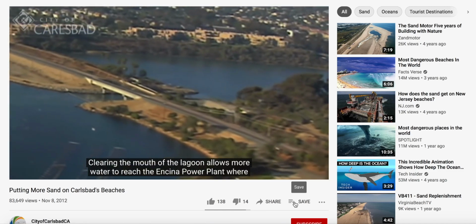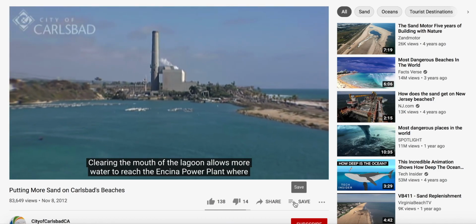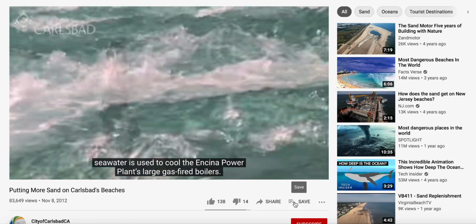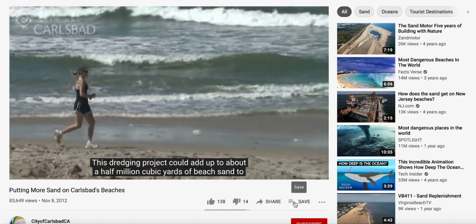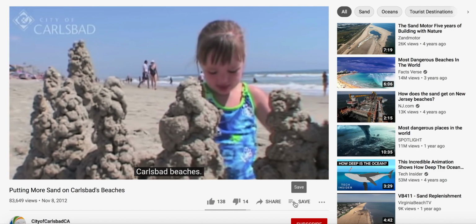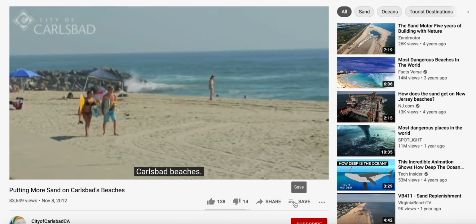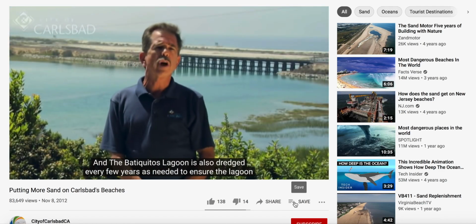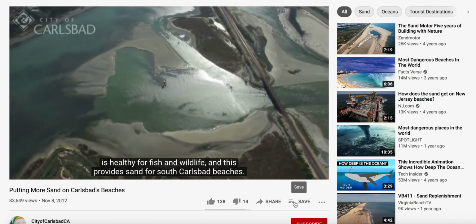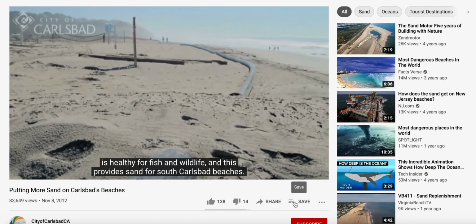Keeping the mouth of the lagoon clear of sand allows more water to reach the Encina Power Station, which uses seawater to cool their large gas-fired boilers. This project could bring up to 500,000 cubic yards of sand to Carlsbad beaches. And the Bataquitos Lagoon is also dredged every few years as needed to ensure the lagoon is healthy for fish and wildlife, and this provides sand to the South Carlsbad beaches.